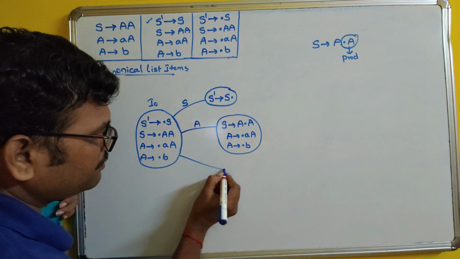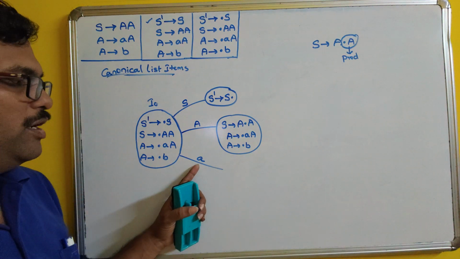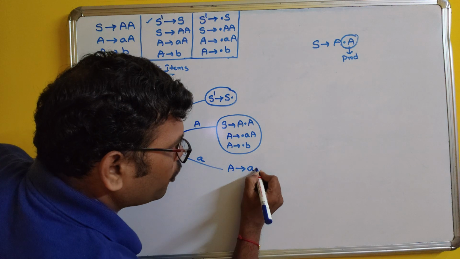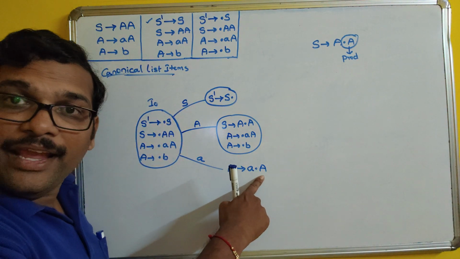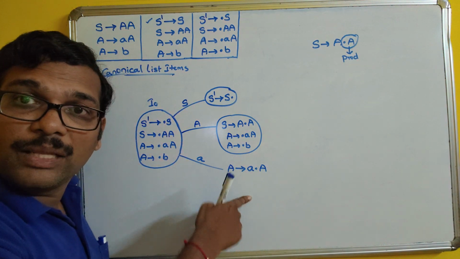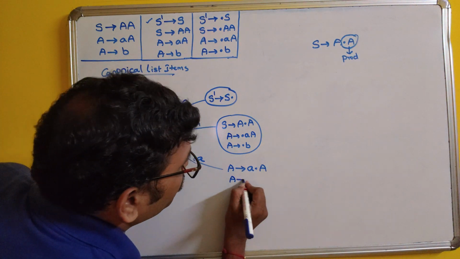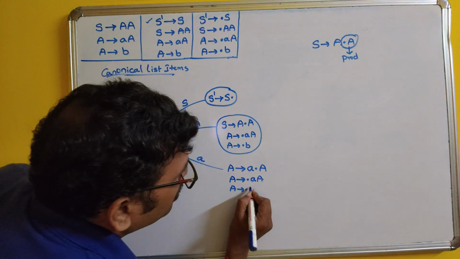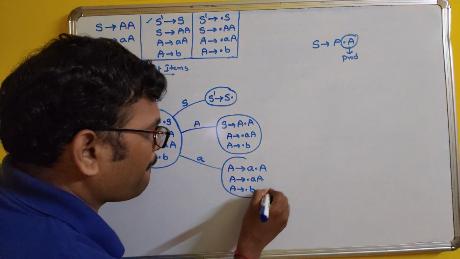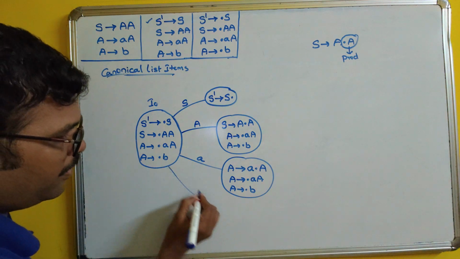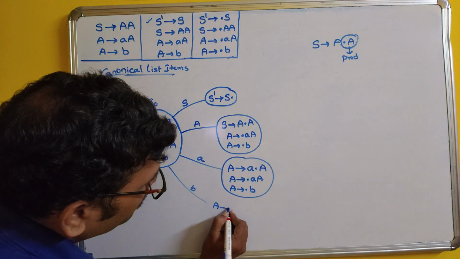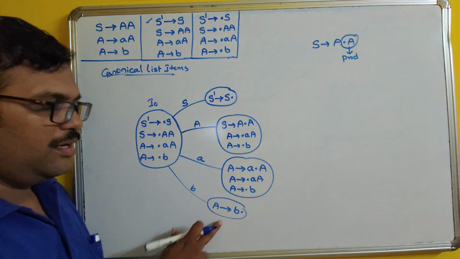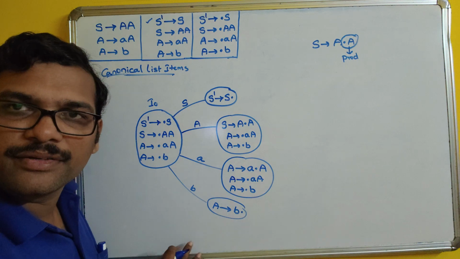And coming to the next one, with a small a, you can see A tends to A dot A. Again we got the same thing, dot A. So dot A means again we have to write all the productions of A. So write down all the productions of A: A tends to dot A, A tends to dot B. And then with a B, simply we will get A tends to B dot. And here you can see this production we can't expand further.